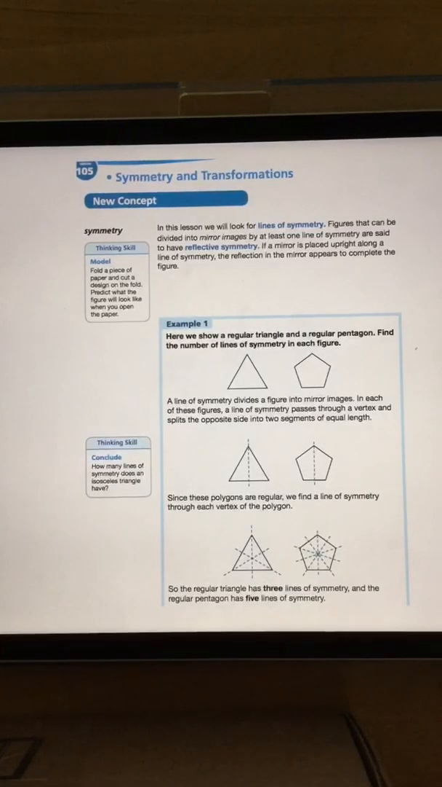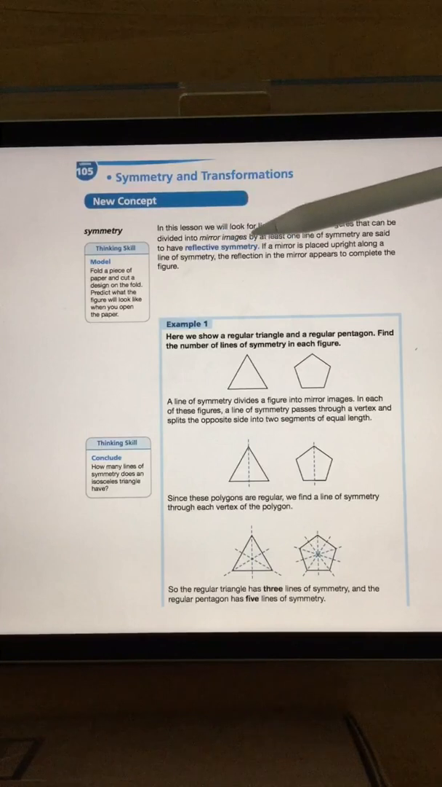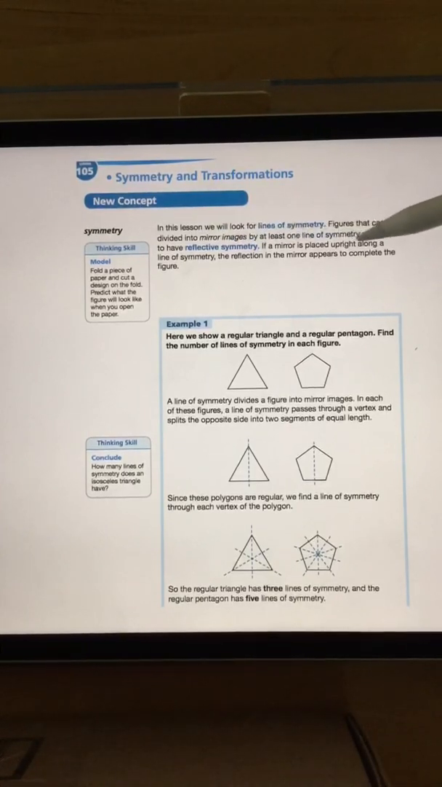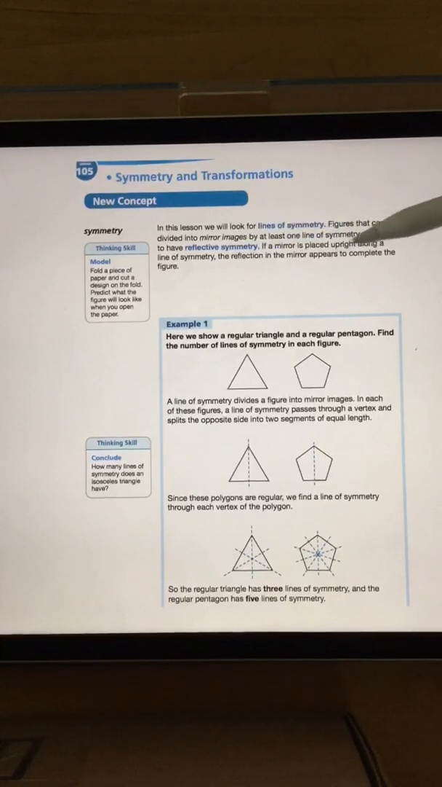And here today in this lesson, we are looking for lines of symmetry. Figures that can be divided into mirror images by at least one line of symmetry are said to have reflective symmetry. So if a mirror is placed upright along a line of symmetry, the reflection in the mirror appears to complete the figure. So here we have a triangle.